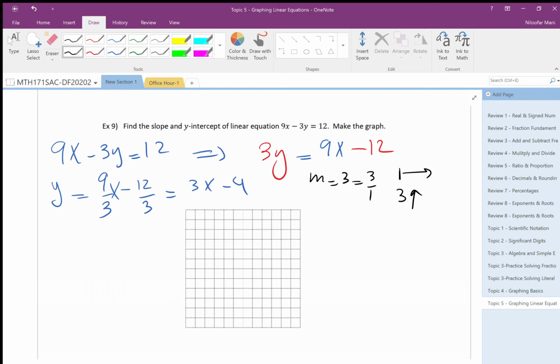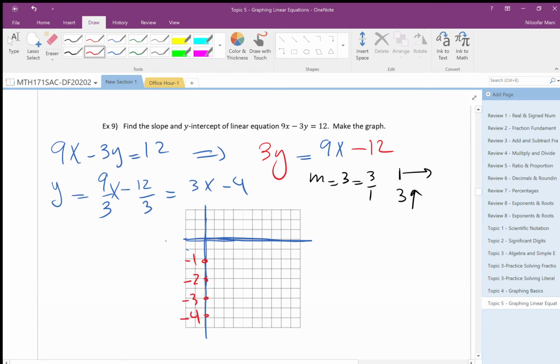Okay, so I need a space to go 1 to the right. Perfect, I have room. I need to go 3 up. And the y-intercept is (0, -4). So I first find -4, and I need to keep in mind that I need to have a space. For example, here I can say this is -1, -2, -3, and -4.